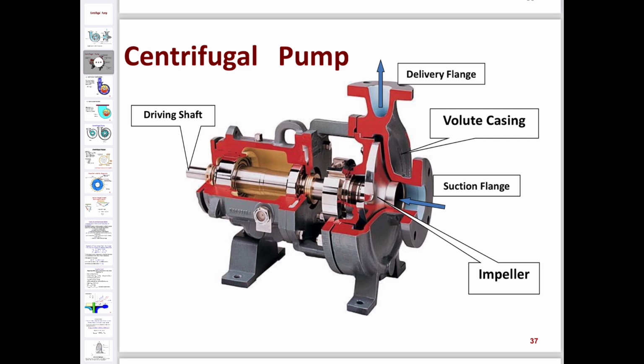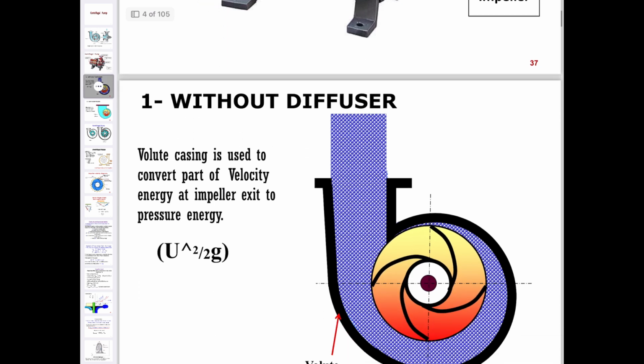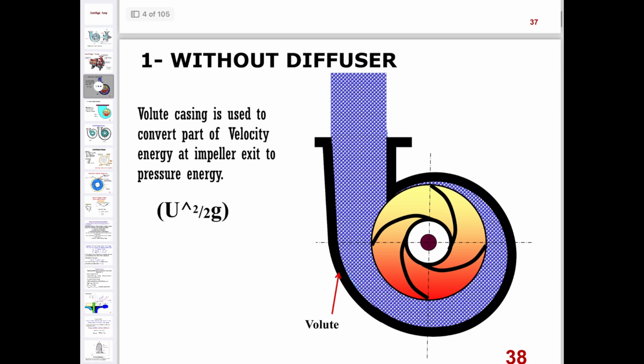In the centrifugal pump picture, we can see the volute casing, suction flange, impeller, delivery flange, and the drive shaft. Inside there are some other parts, like bearings and oil rings. This is the previous picture I showed.